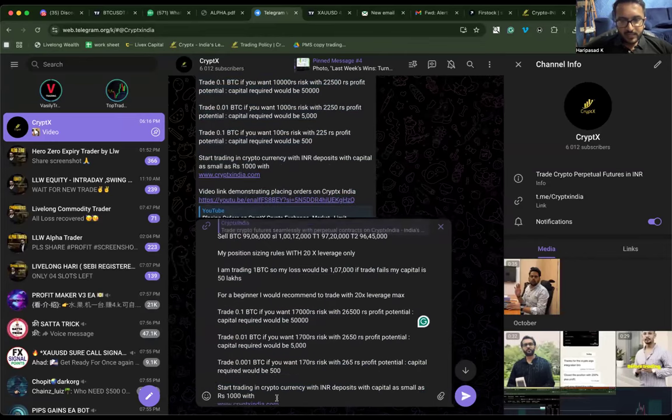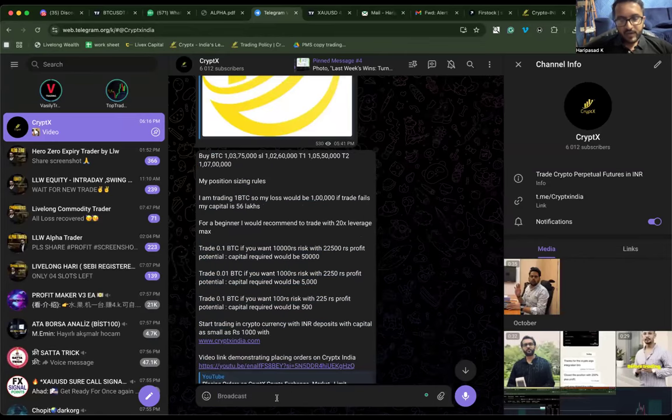So anyone who wants to take up this particular trade, as I mentioned to you, can start trading with a very small capital, like 1,000 rupees, I would recommend. But it's ideal that you keep at least 5,000 rupees to be trading this particular setup. That is what I highly recommend.